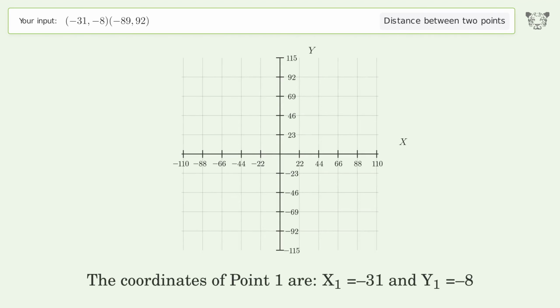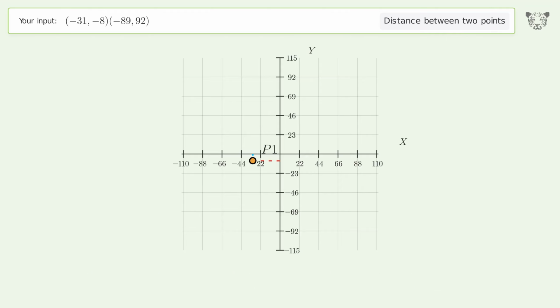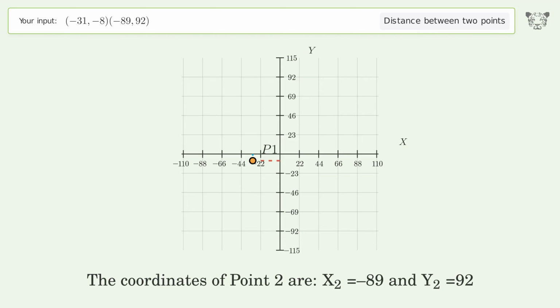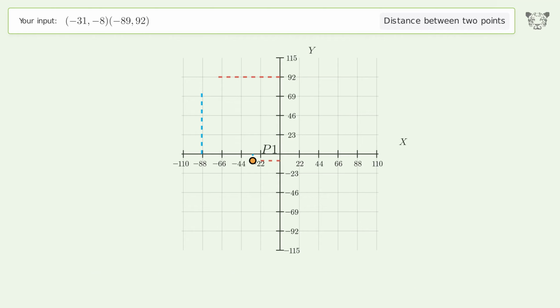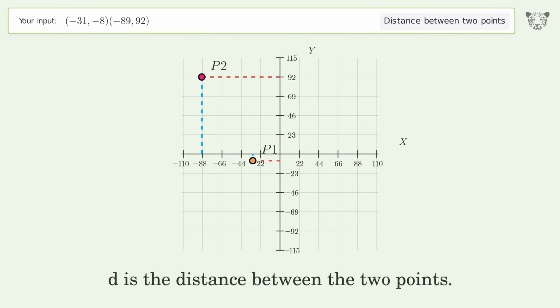The coordinates of point 1 are x1 equals -31 and y1 equals -8. The coordinates of point 2 are x2 equals -89 and y2 equals 92. D is the distance between the 2 points.